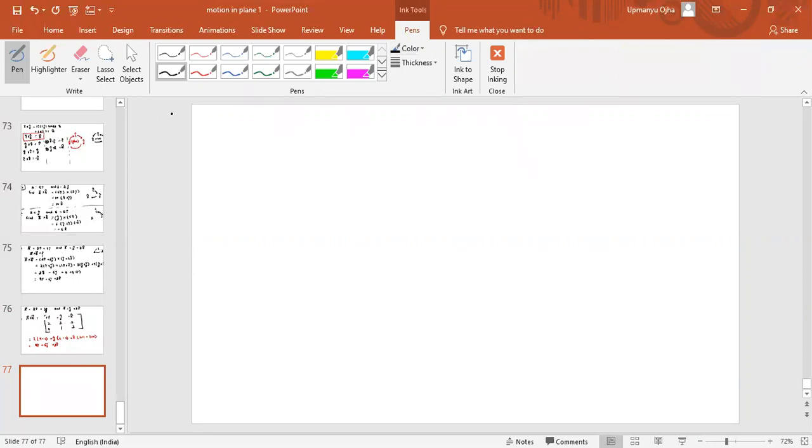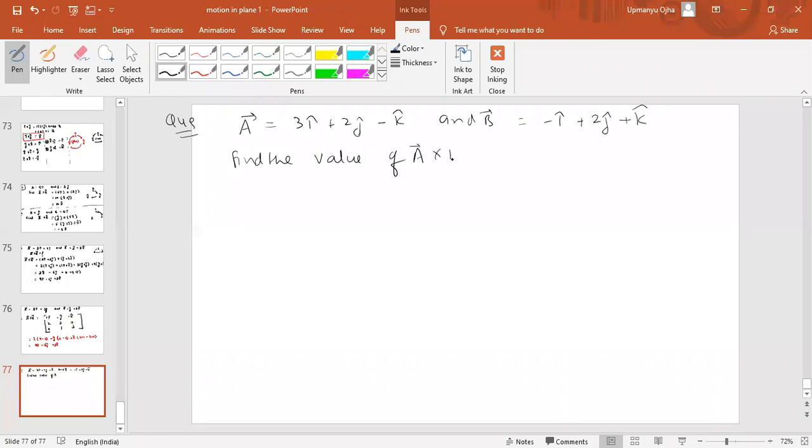Can you do one more problem on this cross product? Like A vector is given by 3 i cap plus 2 j cap minus k cap, and B vector is given by minus i cap plus 2 j cap plus k cap. Can you find the value of A vector cross B vector? Do it now.